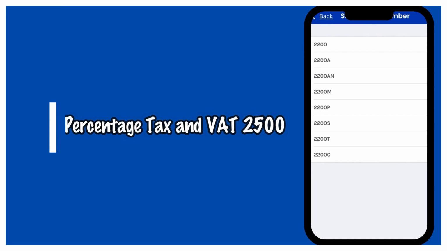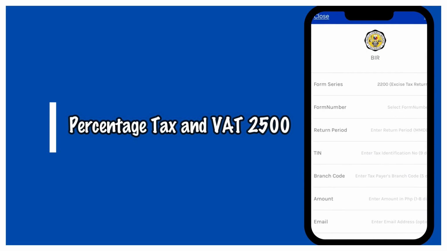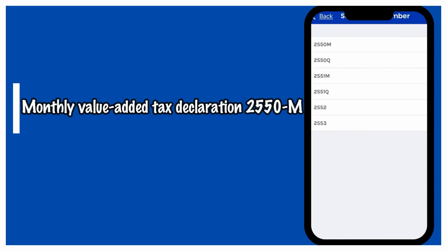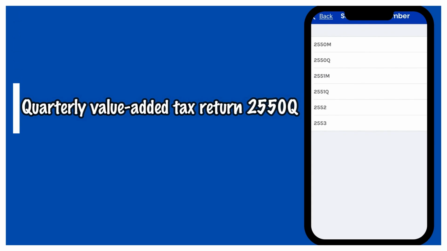Percentage tax and VAT 2500. This form series includes the following tax forms. A. Monthly Value-Added Tax Declaration 2550M. This form is used to pay the monthly value-added tax return for a VAT-registered person and required VAT person. B. Quarterly Value-Added Tax Return 2550Q.